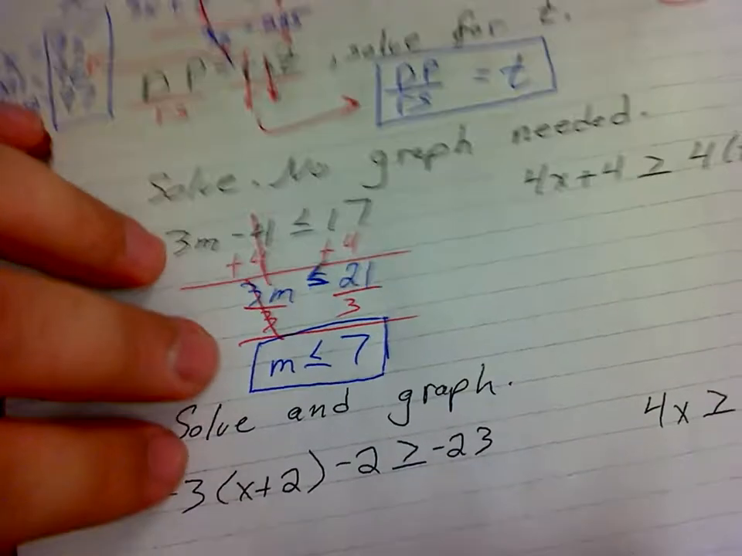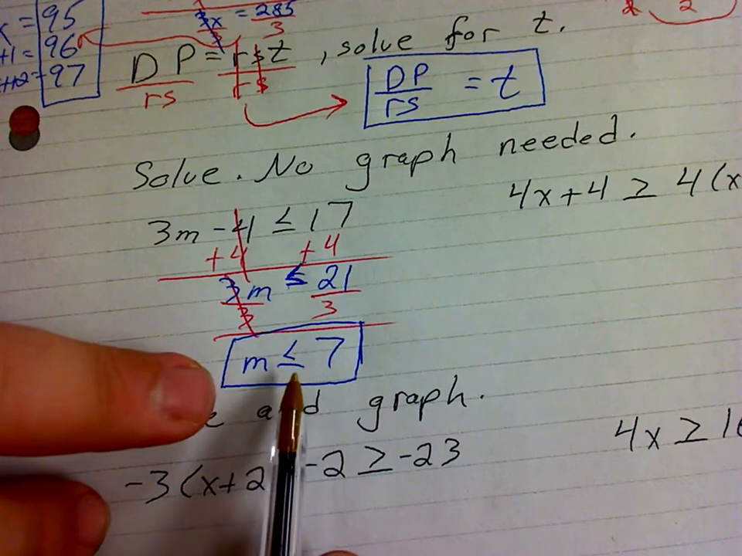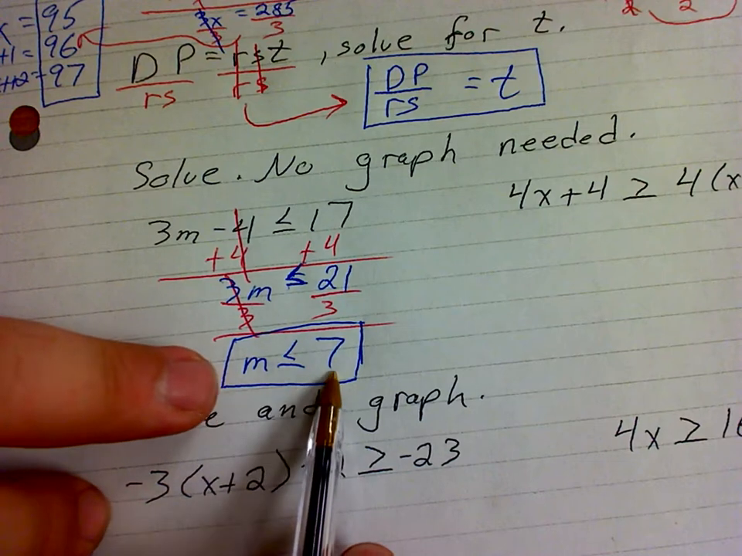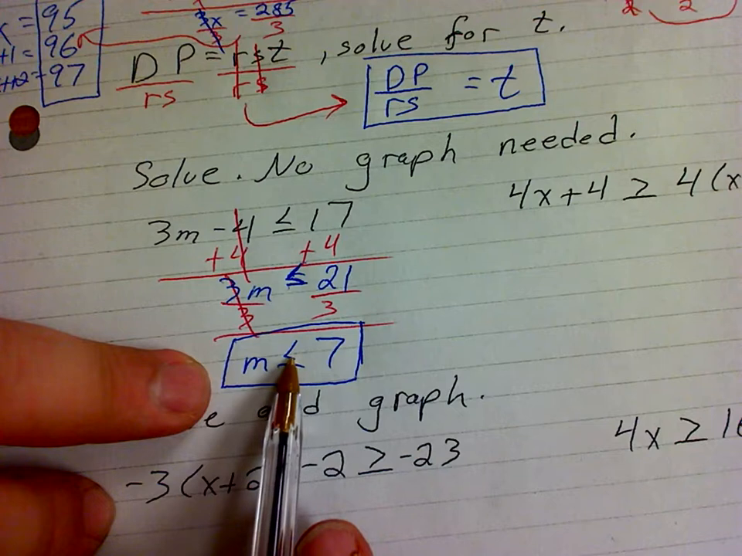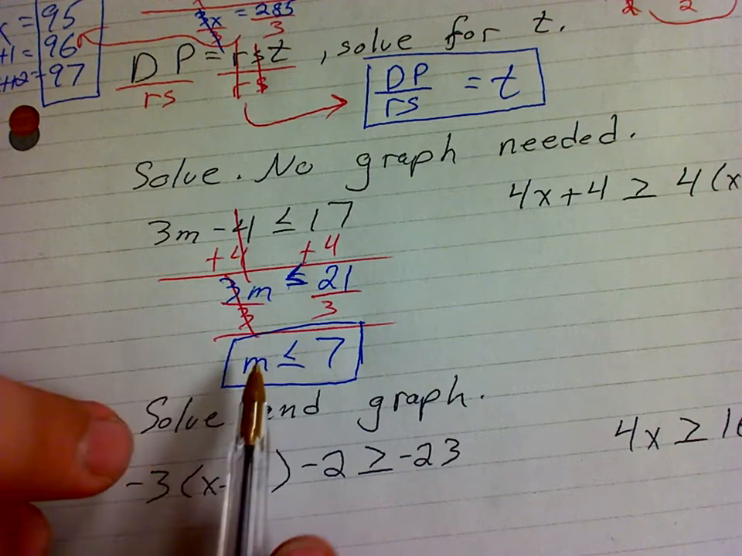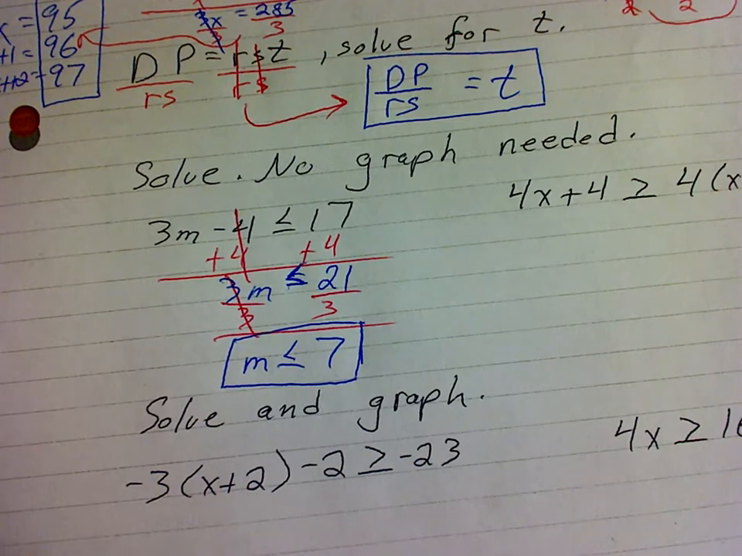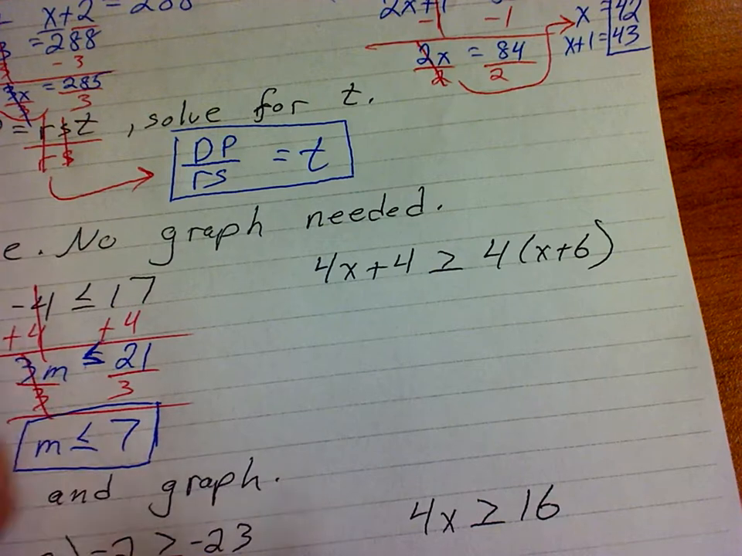Now this problem did not require us to graph, but we simply could graph this on a number line. At the point 7, we would have a closed circle, and since the variable comes first here, this arrow would be pointing in the direction of the inequality, which would be to the left. Okay? Let's try this one over here.